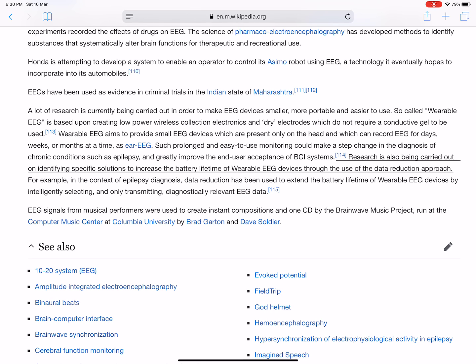For example, in the context of epilepsy diagnosis, data reduction has been used to extend the battery lifetime of wearable EEG devices by intelligently selecting, and only transmitting, diagnostically relevant EEG data. EEG signals from musical performers were used to create instant compositions and one CD by the Brainwave Music Project, run at the Computer Music Center at Columbia University by Brad Garton and Dave Soldier.